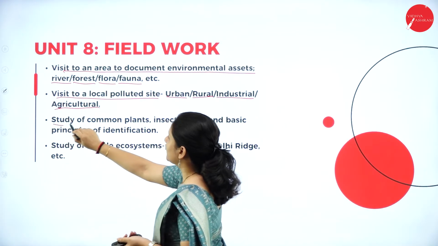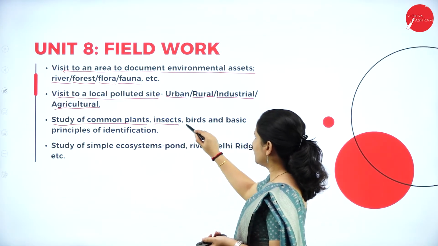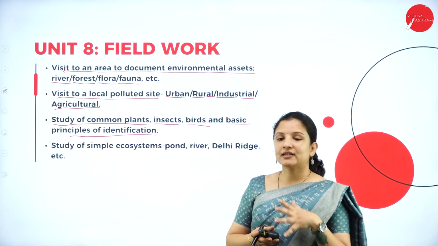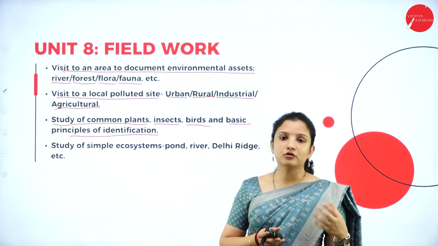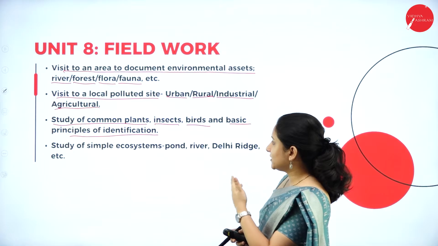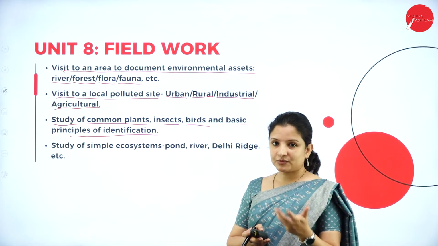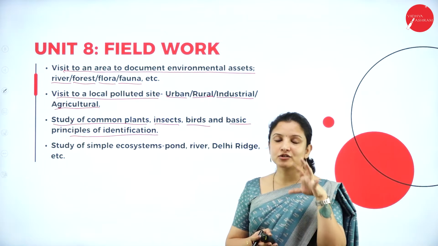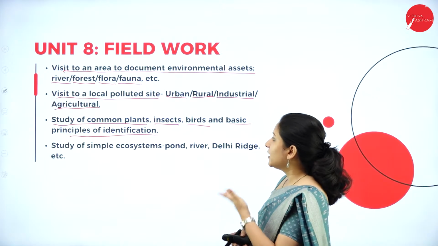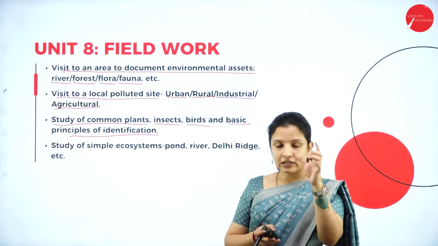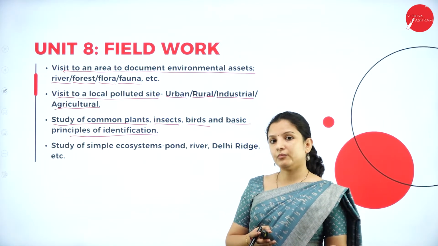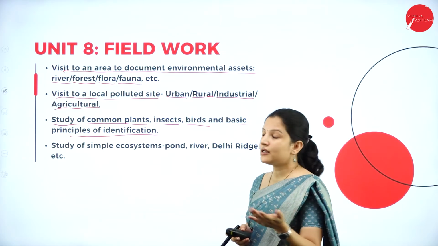And next is studying the common plants, insects, birds, and the basic principles of their identification. There are various taxonomy rules that you have to follow to identify all these, and based on the taxonomy, you can identify plants, insects, birds. Birds, for example, you can identify based on the way they chirp, based on the sound that they produce. And insects also based on the structure of the wings, the coloration of the wings, the number of wings they're made up of. So there are various factors by which you can identify them.